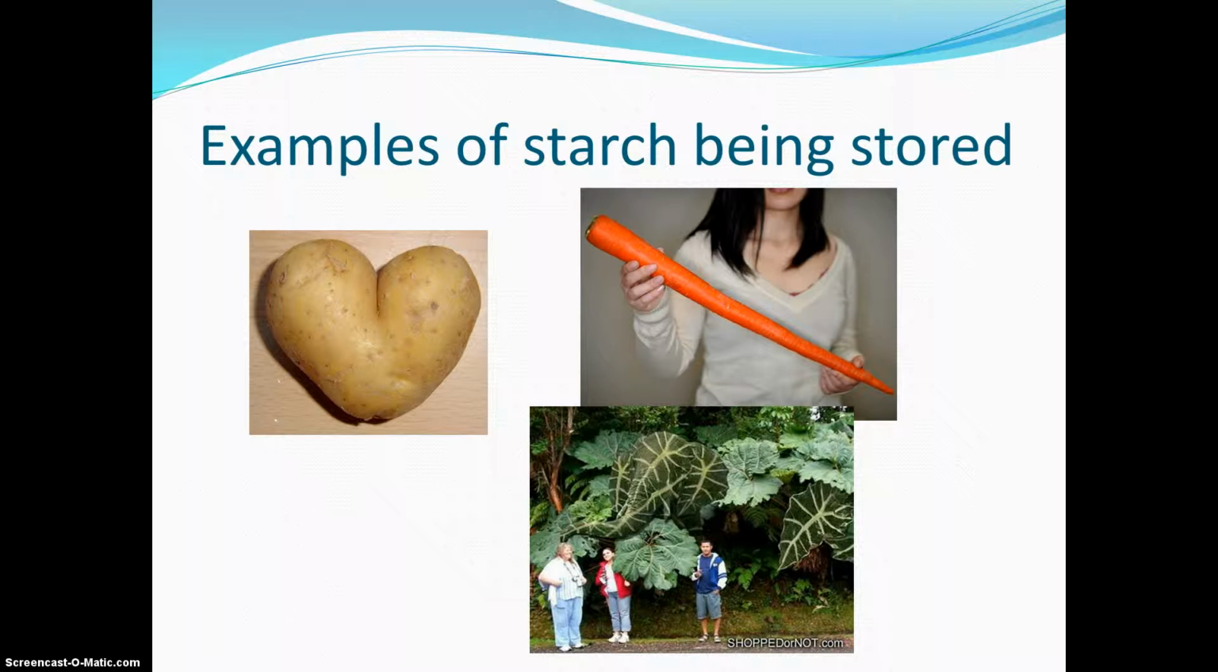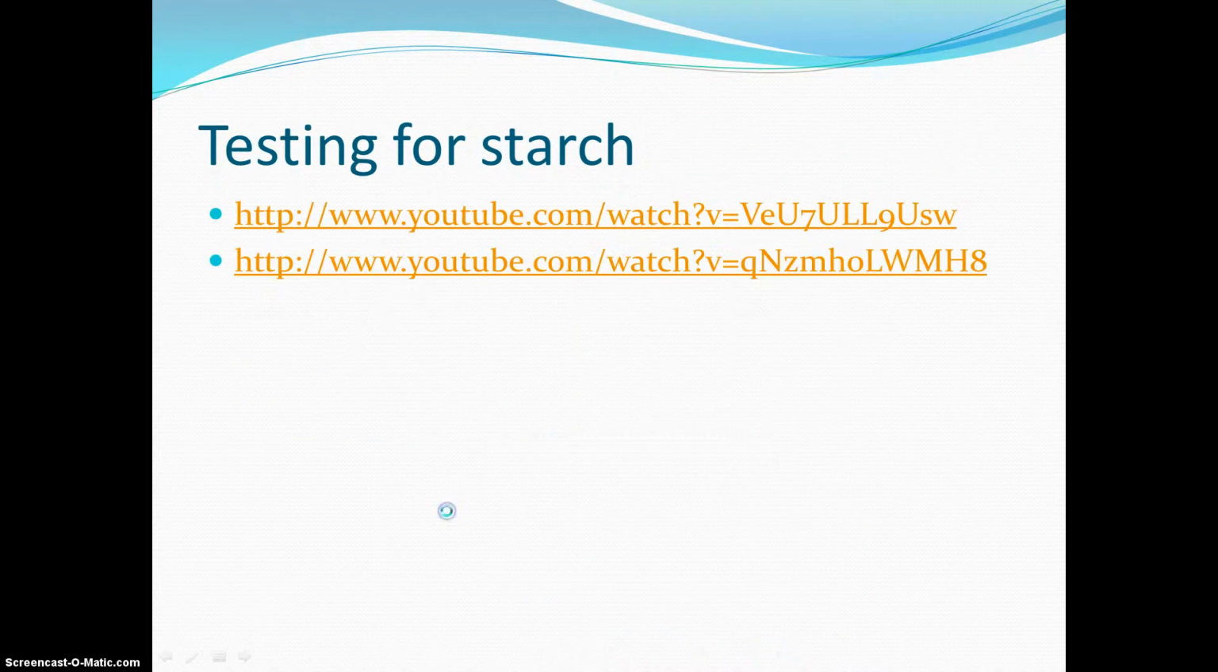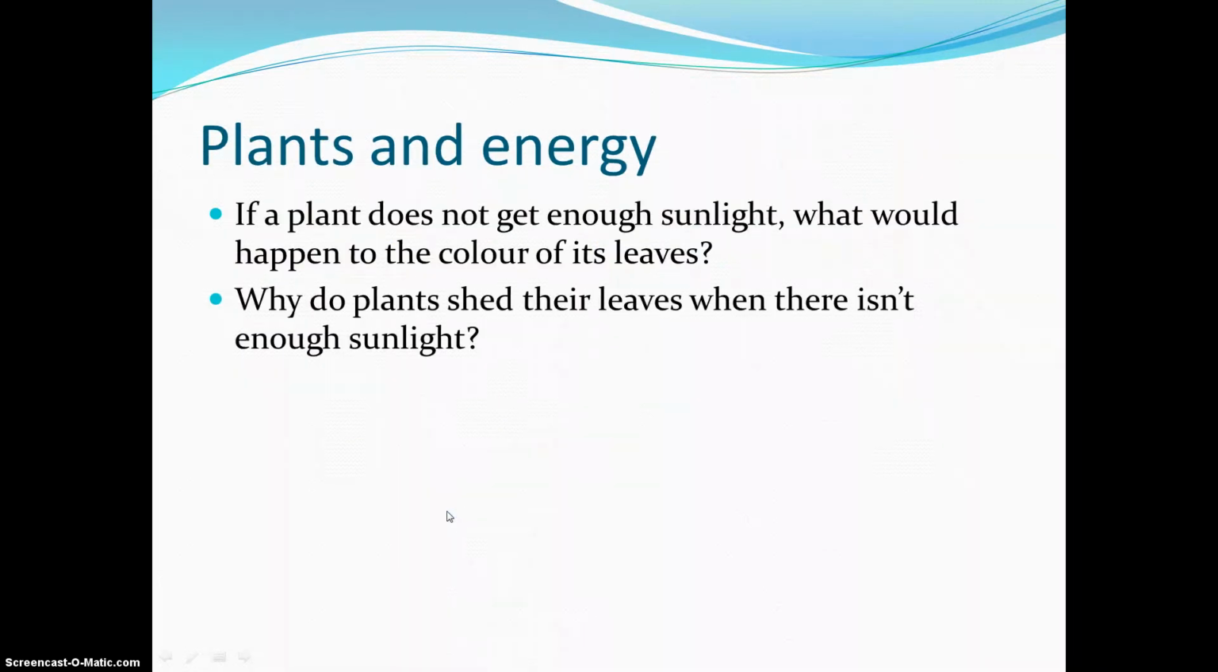Here are some examples of starch being stored. Over here it's stored in the stem, the potato. Over here it's being stored in the root, which is the carrot, and over here in the leaves. Plants and energy. If a plant does not get enough sunlight, what would happen to the color of its leaves? Why do plants shed their leaves when there isn't enough sunlight? Some things to think about.